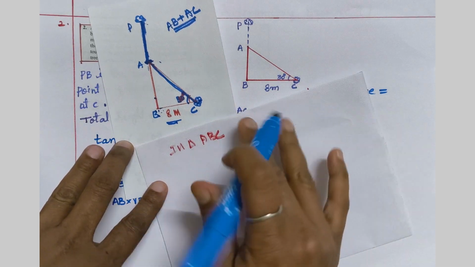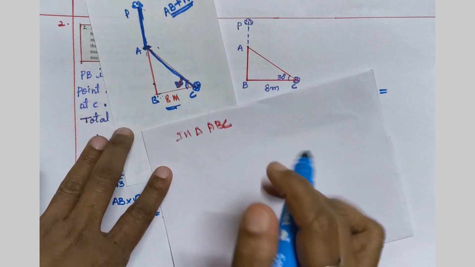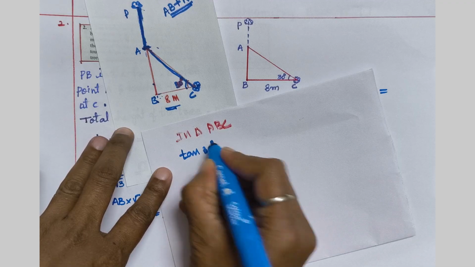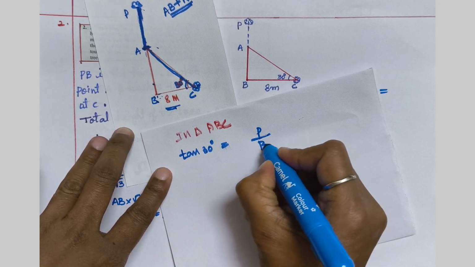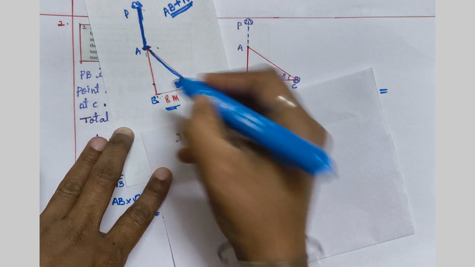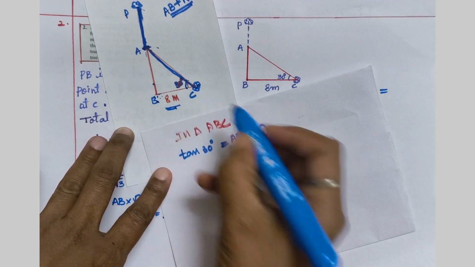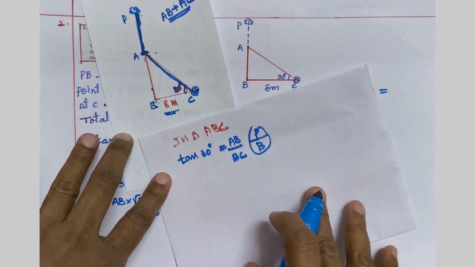Okay, ABC. First, to find this AB value, I will use tan 30 degrees. Try to understand: tan means what? Perpendicular by base. What is the perpendicular? AB is the perpendicular. Next, base means what? BC is the base. The opposite side is the perpendicular.